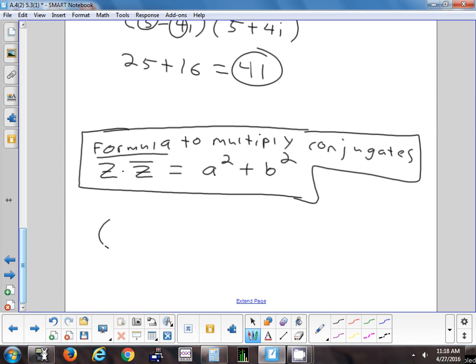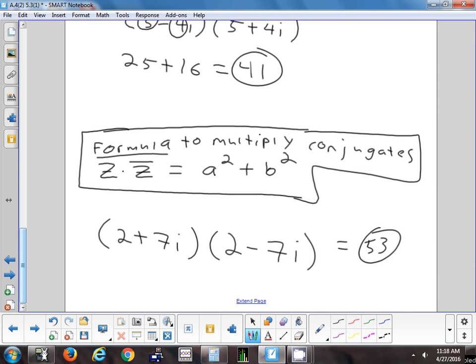So if I gave you something like this, without foiling it out, what would that come out to? 53. Yep. If you want to double check it, foil it, but I guarantee you the answer is 53. You can't use this trick unless you have conjugates, though.